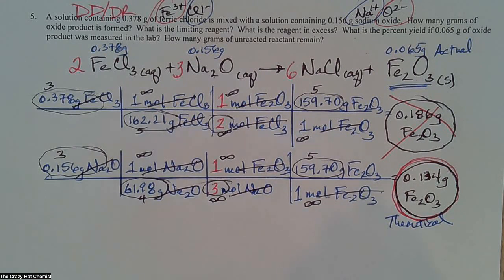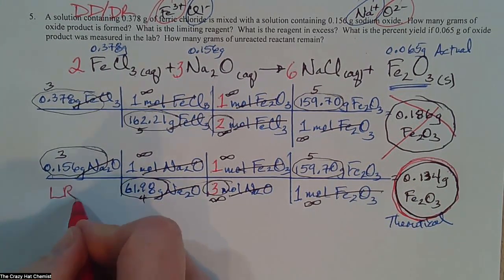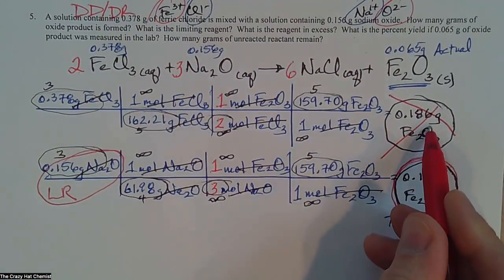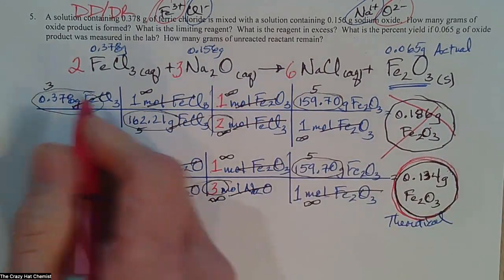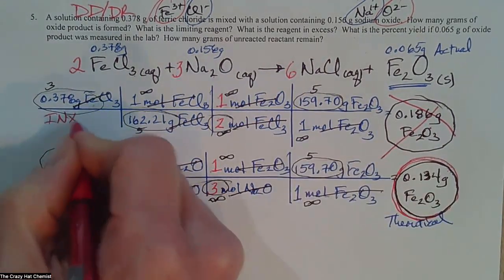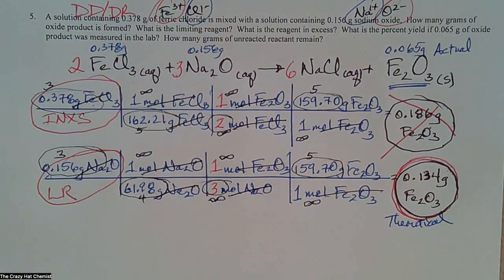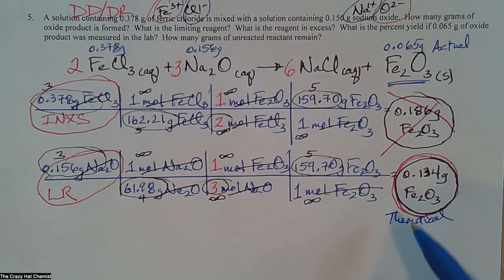Okay. This also enables me to answer which one is the limiting reagent. The smaller number, the one that made that, is the limiting reagent. So what's the limiting reagent? Na2O. And the other one that I crossed out, that other reactant, is in excess. So FeCl3 is in excess. So how much ferric oxide can be produced? 0.134 grams. That's right here.